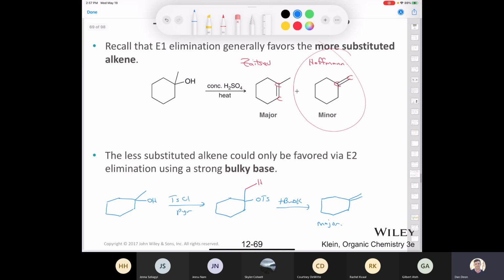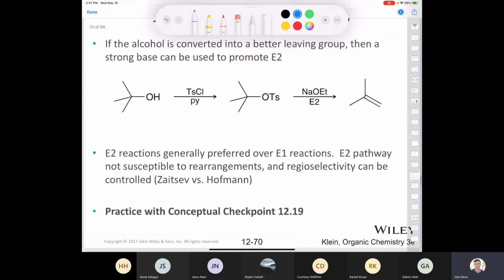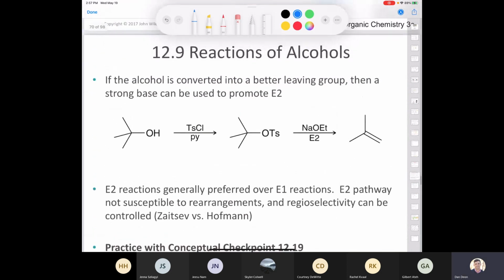All right, here we go. If the alcohol is converted into a better leaving group, then a strong base can be used to promote the E2. I just showed you how to do that. E2 reactions are generally preferred over E1 reactions. E2s aren't susceptible to rearrangements, and the regioselectivity can be controlled. And we saw that a lot in the alkenes chapter, right? This is nothing new to us. That is something that we looked at almost Avogadro's number of times back in our alkenes chapter.